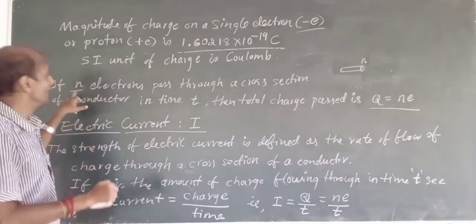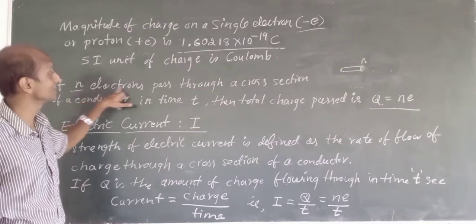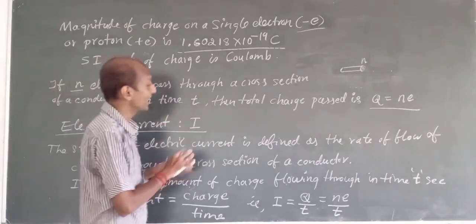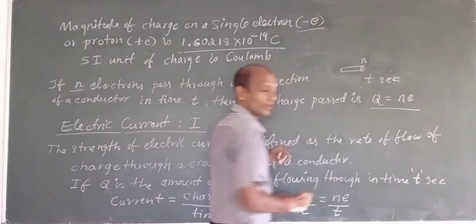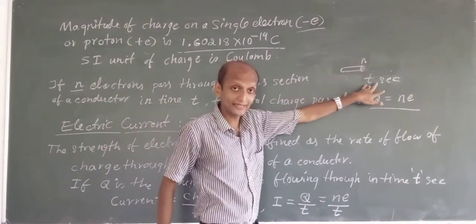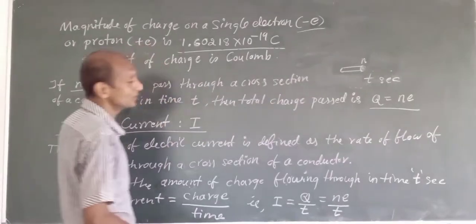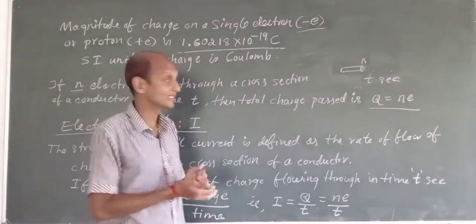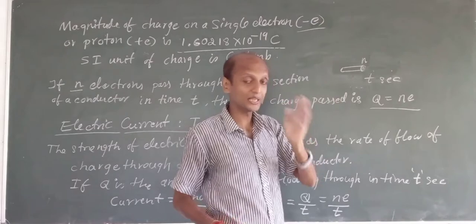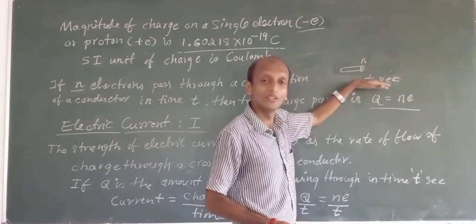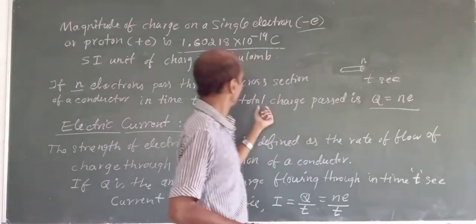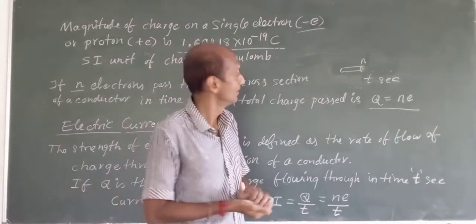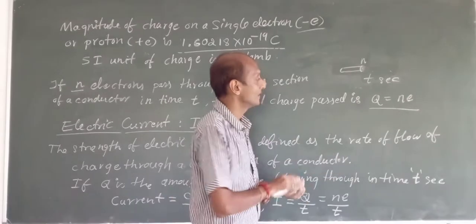So if n number of electrons pass through a cross section of a conductor in time t seconds, and time is always measured in seconds, right? Then the total amount of charge which has passed through this cross section area of a conductor is given as what?